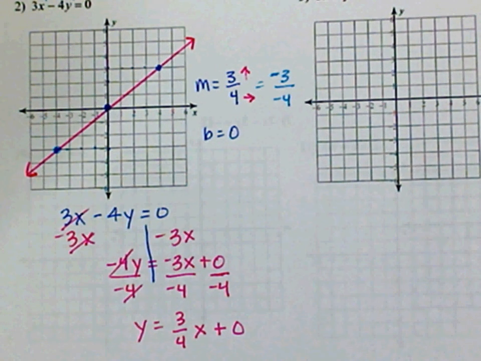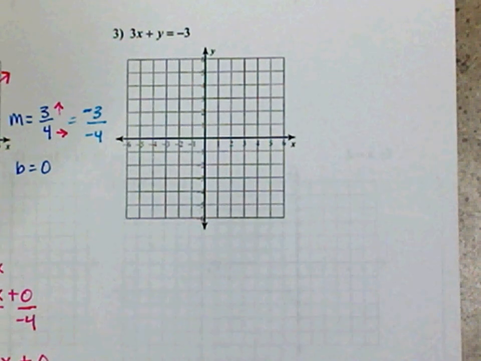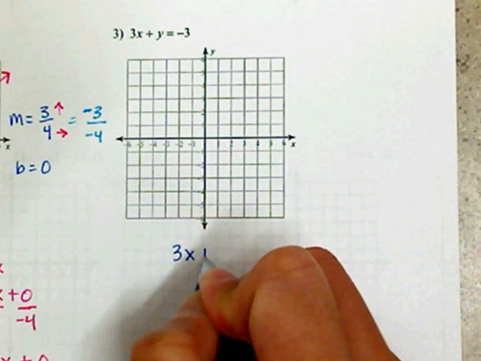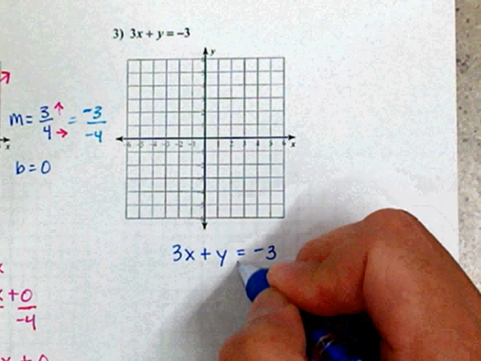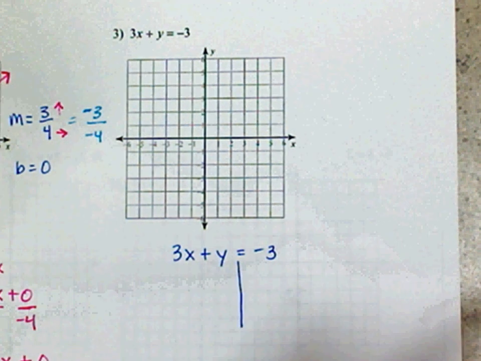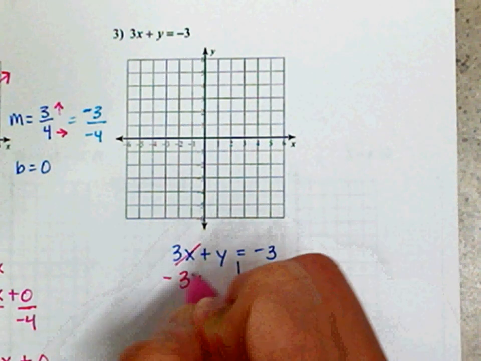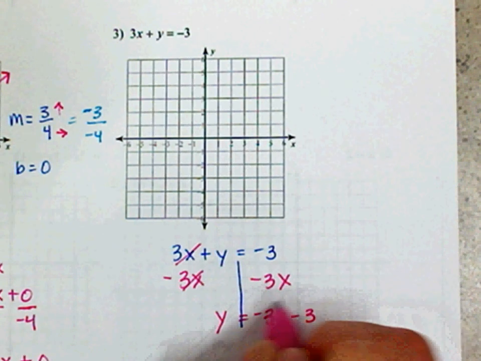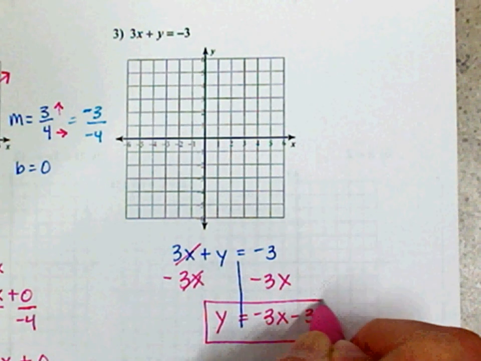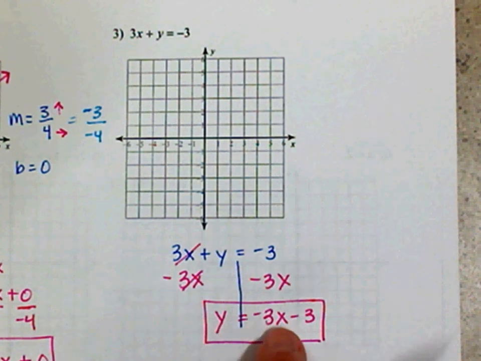All right, now let's go to number 3, okay? Number 3, you have 3x plus y equals -3. All right, so how do you solve for y? Subtract 3x, subtract 3x. So you have y equals -3x minus 3. Do you see how that looks like slope-intercept form? Okay, so you are finished. y equals mx plus b.